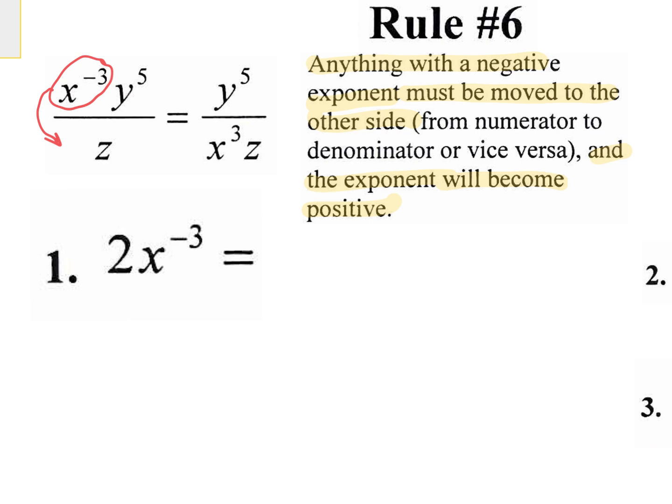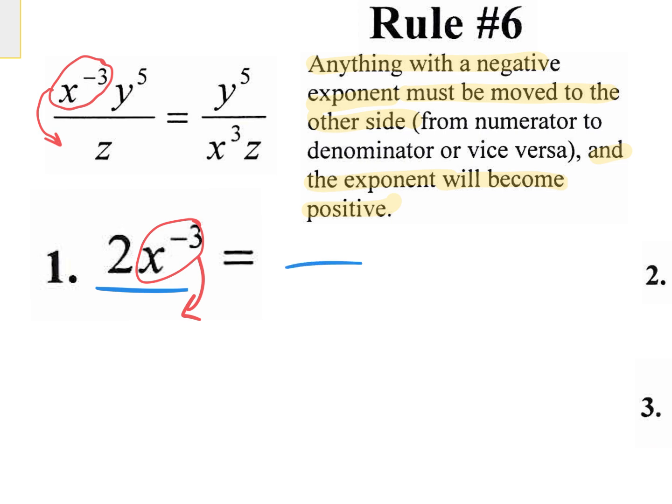Okay, let me ask you this. What has a negative exponent? Does a 2 have a negative exponent? No, only x. So this guy right here is the only thing that has a negative exponent. That's the only thing I need to move to the other side of the fraction. And if you're thinking, what fraction? Everything's a fraction. Just put a fraction bar right below it and move this down to the bottom.